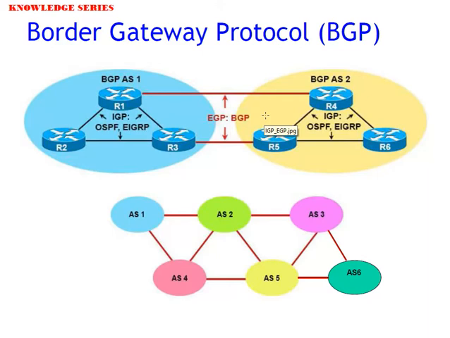So if you look at the next figure, different autonomous systems are shown: AS1, AS2, AS3, AS4, AS5 and AS6. In BGP, these different autonomous systems are divided into different categories, like stub autonomous systems, multi-homed autonomous systems, and transit autonomous systems.